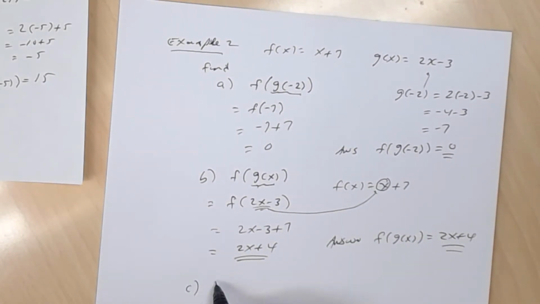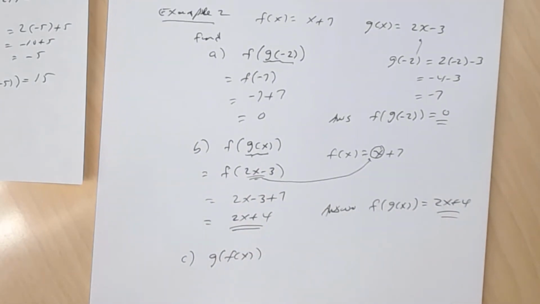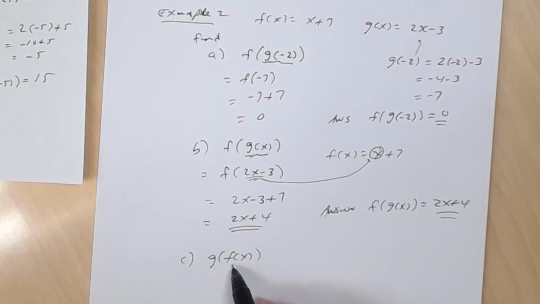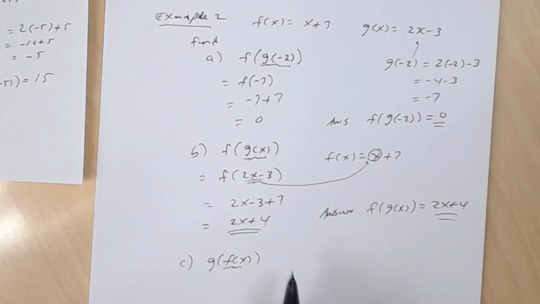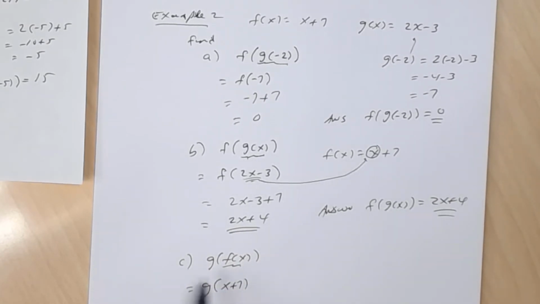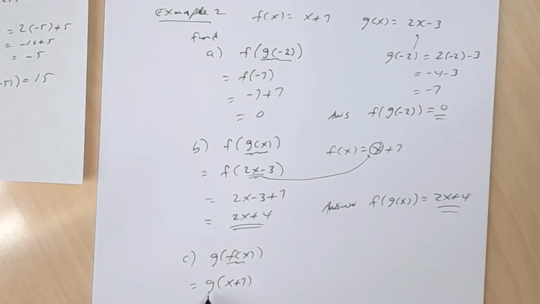Suppose I want to find g of f of x. By definition, g of f of x says I find the inside function first. Well, this time, f of x is x plus 7, so it becomes g of x plus 7. And then I do this like I did in the previous lesson.